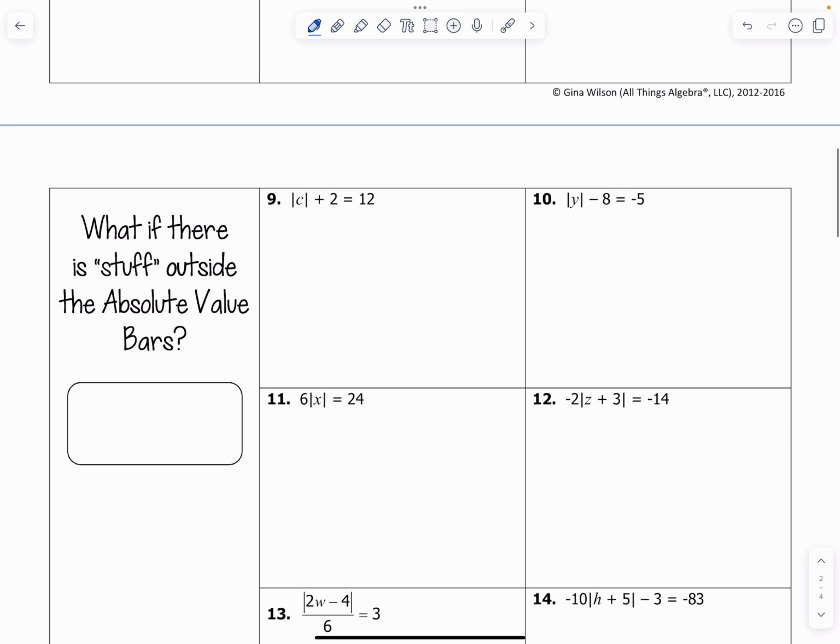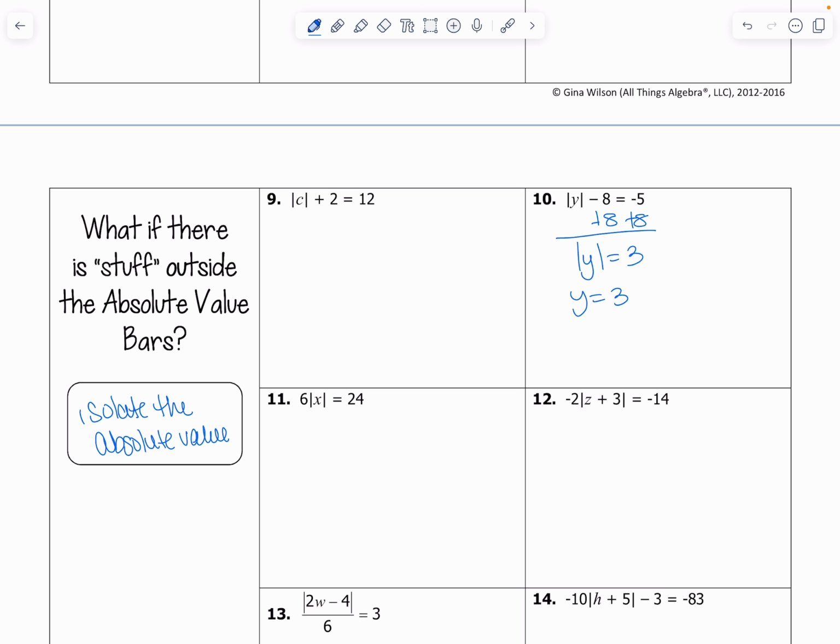Let's do ones where we have to isolate the absolute value. So I want to isolate the absolute value. So add 8 to both sides, so then absolute value of y is equal to 3, so y is equal to 3, or y is equal to negative 3, so y is negative 3, 3.